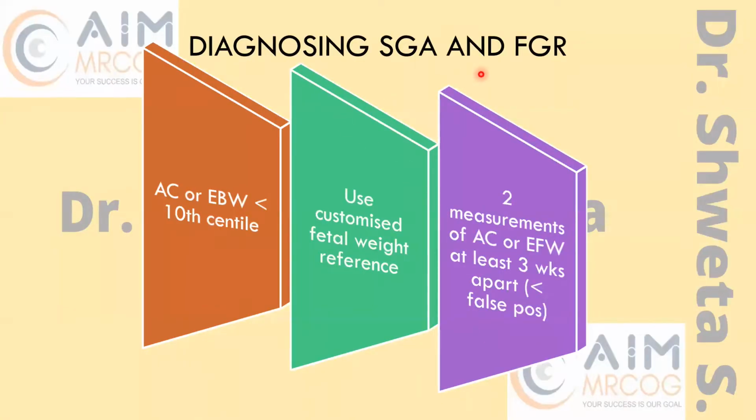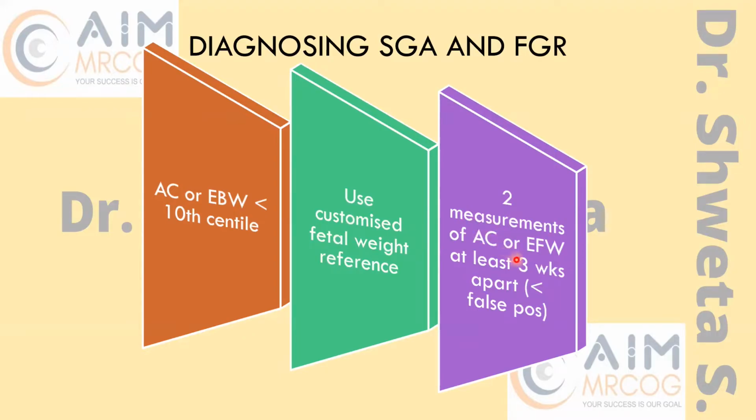Now, for diagnosing SGA and IUGR, you are going to do AC and EFW. If it is less than 10th centile, you monitor the baby. You have to understand again here, it will be a customized fetal weight reference. You are not going to use the same weight reference for all. It will also be customized.